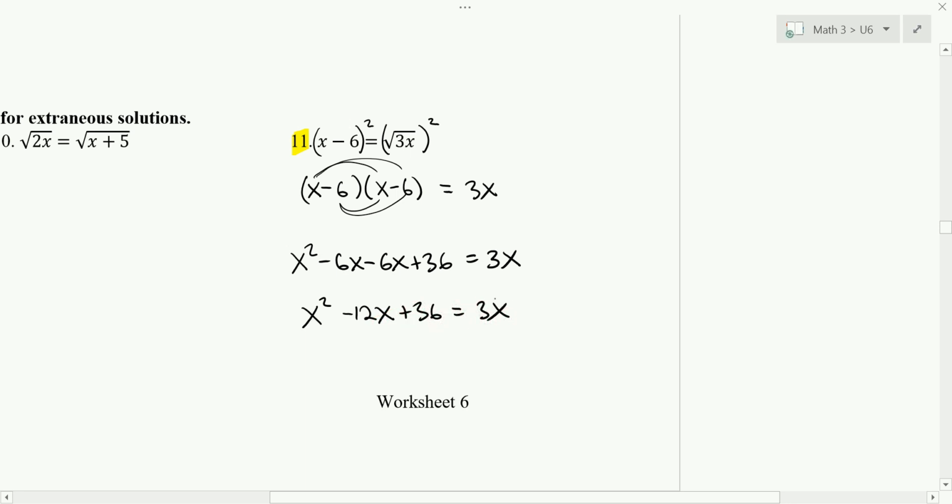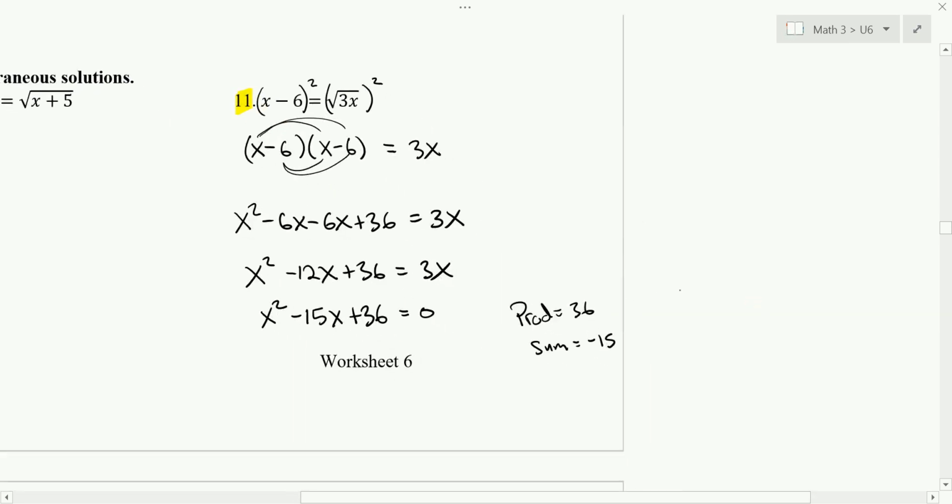Because it's quadratic, we want to make the right side equal to 0, and then try solving it using one of the quadratic methods for solving. So I'm going to subtract 3x from both sides and get x squared minus 15x plus 36 is equal to 0. I'm going to try to factor this, looking for two numbers whose product is 36 and whose sum is negative 15. Because the sum is negative and the product is positive, both would have to be negative. And you just start looking at factors of 36.